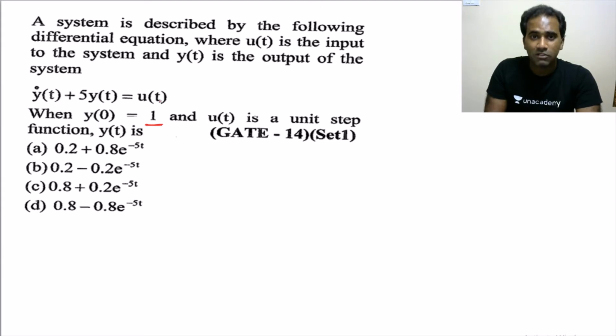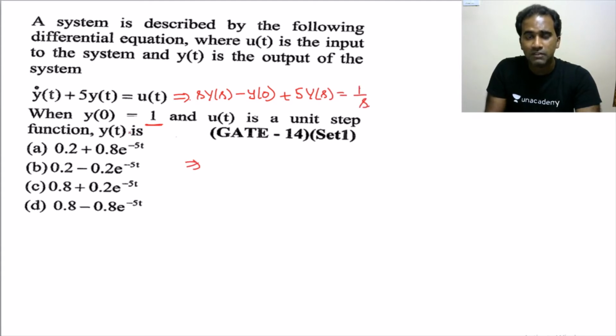They're not giving x of t actually. Directly they're giving u of t. So very simple funda. Let us apply Laplace transform on both sides of this differential equation. What we get is s into Y of s minus small y of 0 plus 5 into capital Y of s is equal to the Laplace transform of u of t, which is 1 by s.